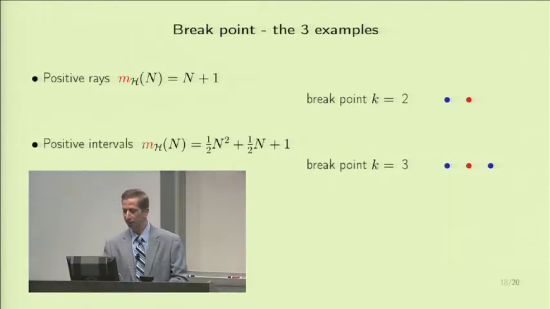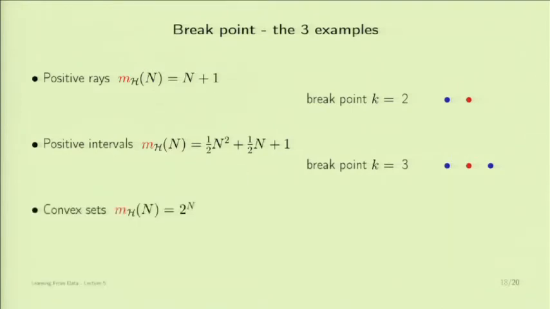What is the breakpoint for the convex sets? Tell me how many points you can fail on.